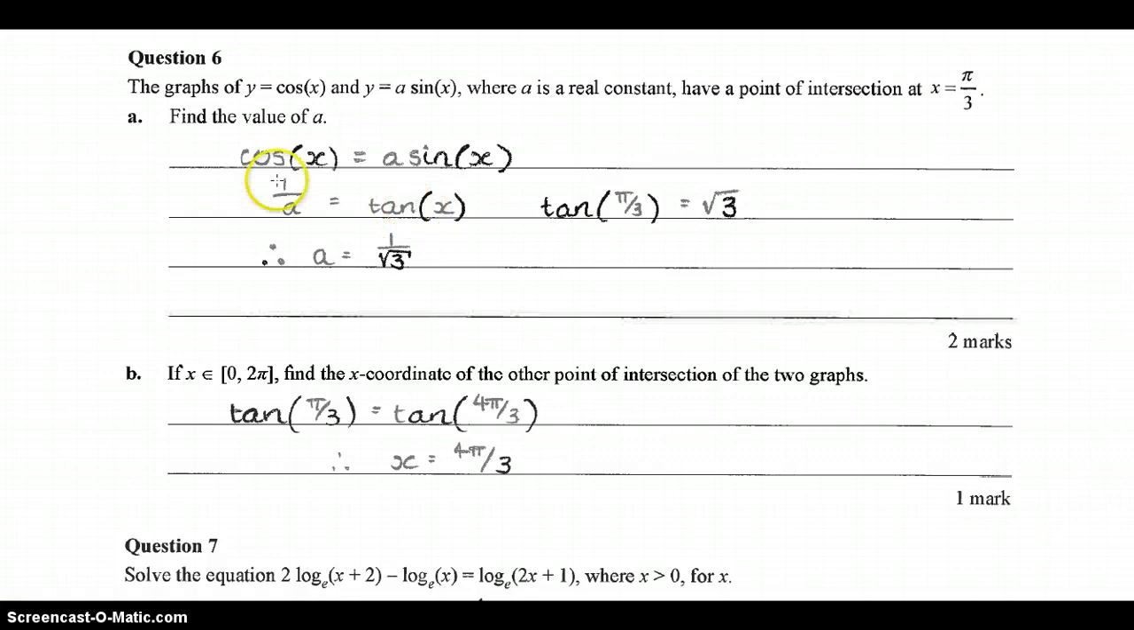Now, you could have just subbed in pi on 3 for x into here. You would have gotten the same answer. However, if we change it to tan, it makes part B a little bit easier. So we want to find the other point of intersection of the two graphs, and that's just going to be the other point where tan is the same thing, which is 4 pi on 3. Tan of pi on 3 is the same as tan of 4 pi on 3, first quadrant, third quadrant, so the answer is just 4 pi on 3.